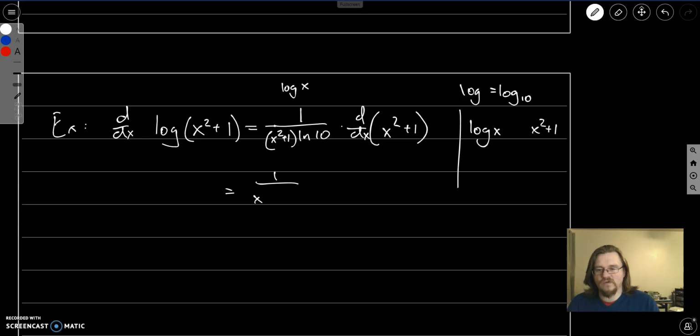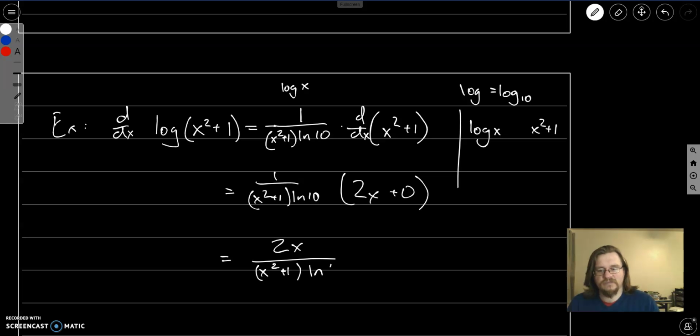And again, we've got 1 over x squared plus 1 times the natural log of 10, and then we've got the derivative over here. Well, the derivative of the x squared is going to be 2x, the derivative of the 1 is going to be 0, so it's just going to be 2x, and we can simplify this as 2x over x squared plus 1 times the natural log of 10. And that's all there really is to it. There isn't a whole lot more going on with taking derivatives of logarithms.